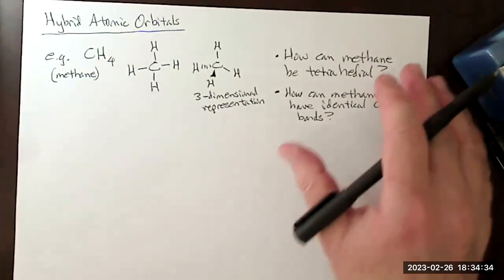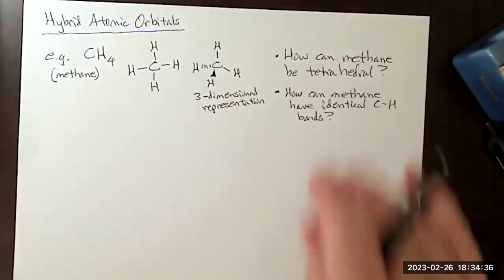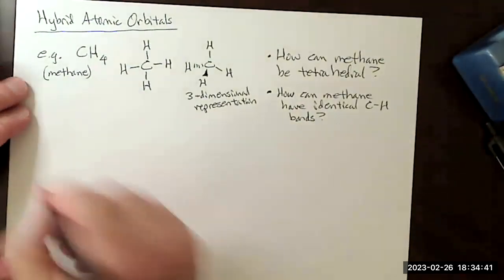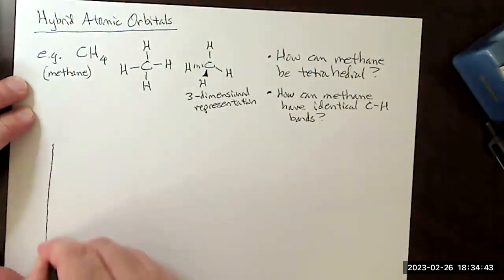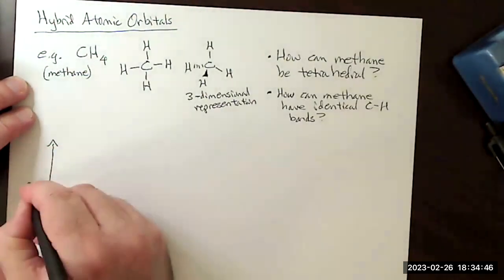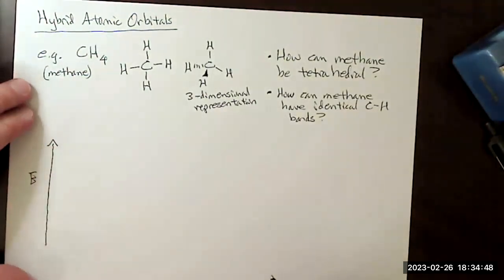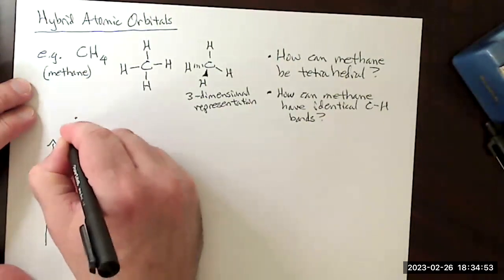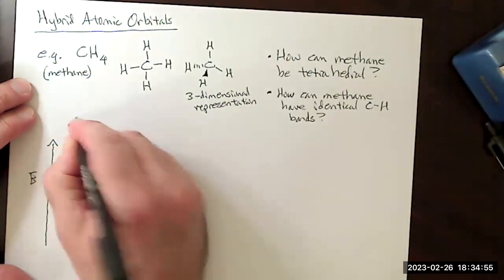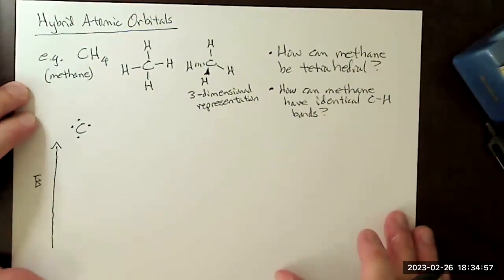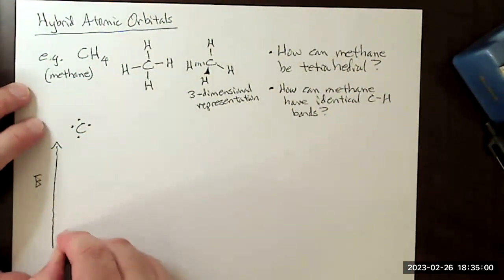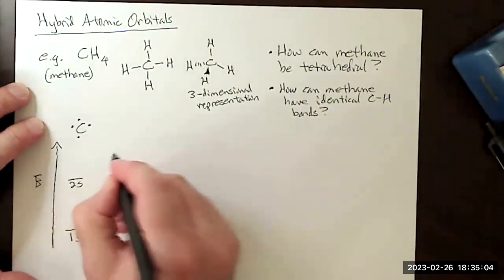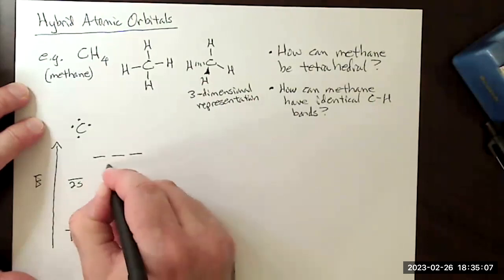Now, if we were going to try to describe what's going on here, I'm going to draw an energy diagram. And so let's say we have carbon, and we use dots to represent electrons. So each dot is an electron. And of course, we've got our 1s electrons, our 2s electrons, and then our 2p electrons.